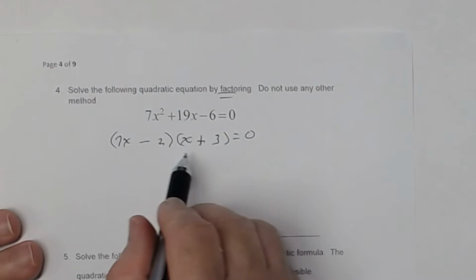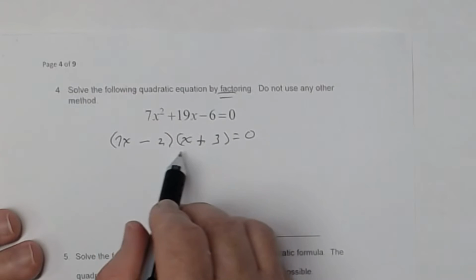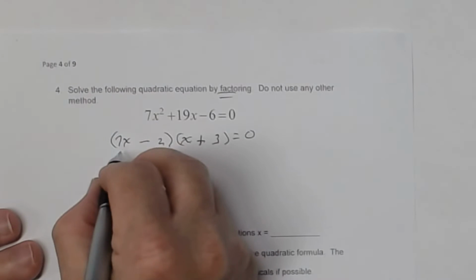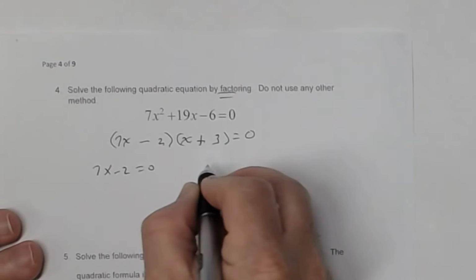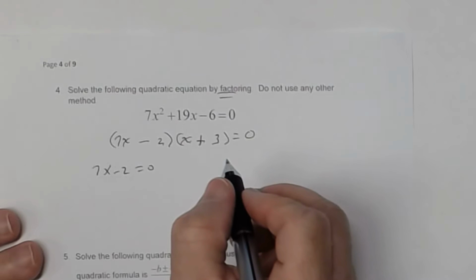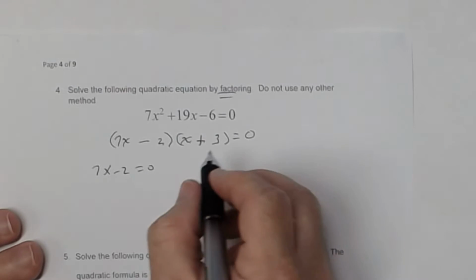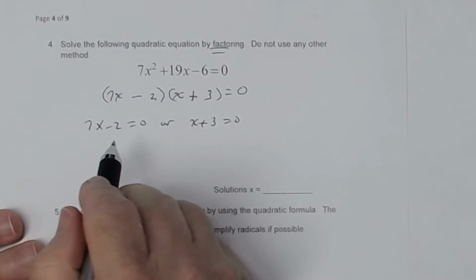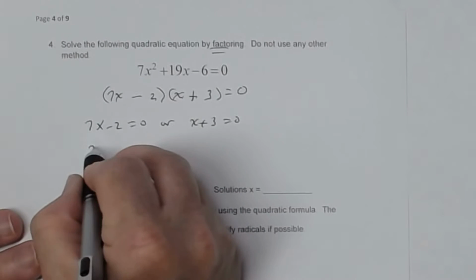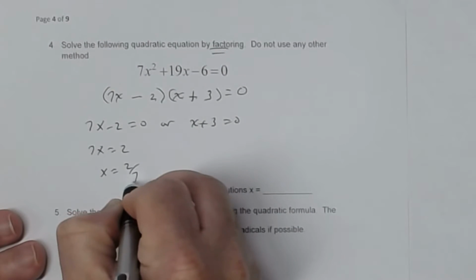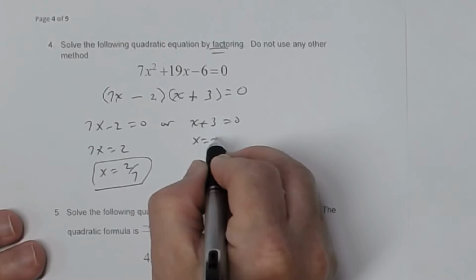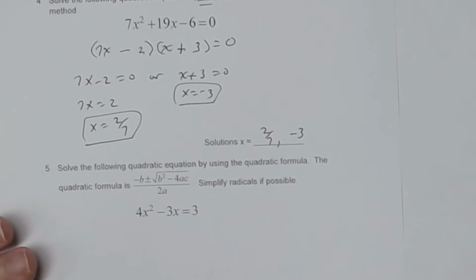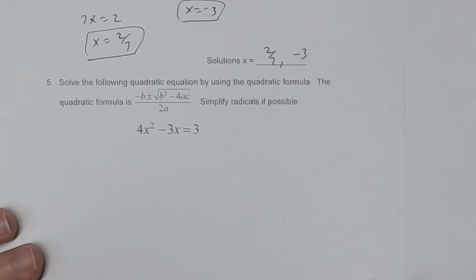Now once you write it in this form, where you have two factors whose product is 0, then you're going to use the zero factor property. So that means that 7x minus 2 has to equal 0. One of those factors has to be 0 because that's the only way you can get a product of 0. And the other one is that x plus 3 is equal to 0. And then you just solve each of those linear equations. So I get 7x equal 2, so x is 2 sevenths. Over here, x equal negative 3. And those are your two solutions. So 2 sevenths and negative 3. All right. Now number 5, you want to solve this quadratic equation.